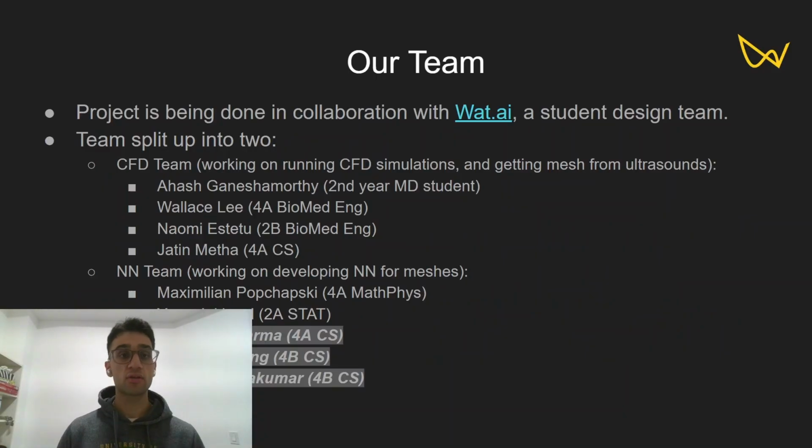As I said before, this is a project done in collaboration with Water AI, Waterloo's student design team. The team is split up into two, and all three members, me, Nicholas, and Sarvesh, are all on the neural network team working on developing neural networks for meshes. The other people on the team, the CFD team, are working on actually running the CFD simulations. So creating these simple meshes and running the CFD simulations for us to get the ground truth.